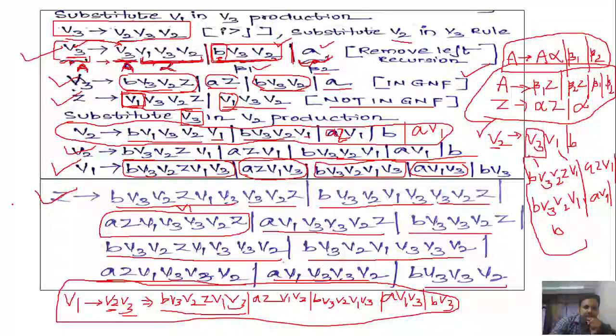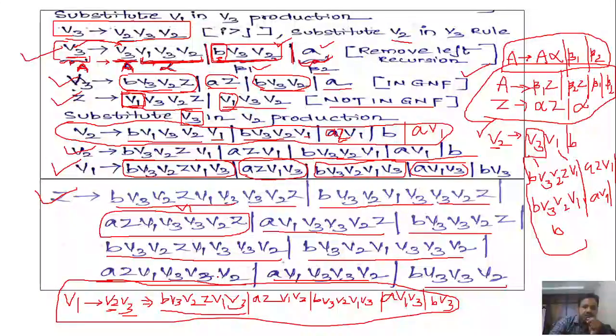These are the techniques for converting the given context-free grammar into GNF. So just practice this problem once. Don't worry about the number of variables that you are getting. It doesn't matter.